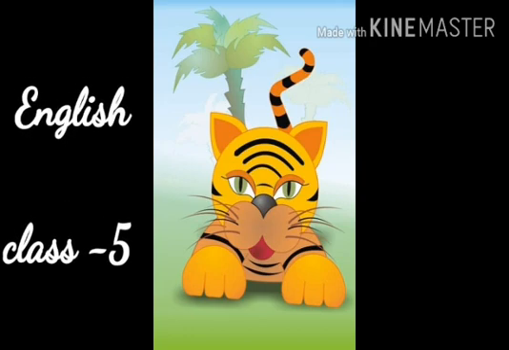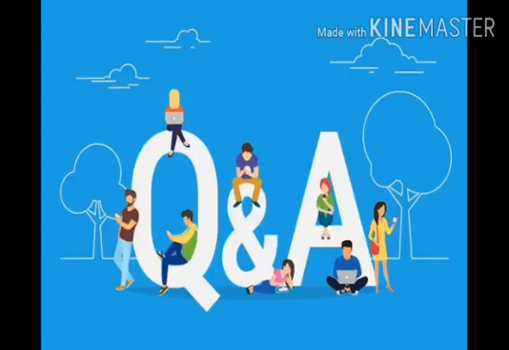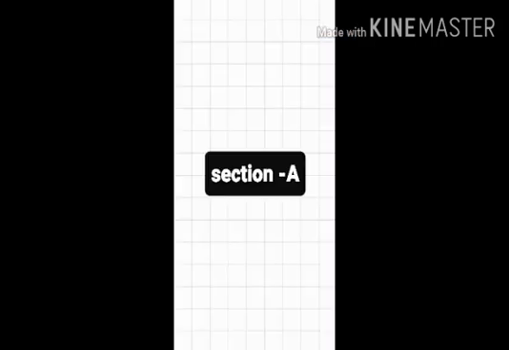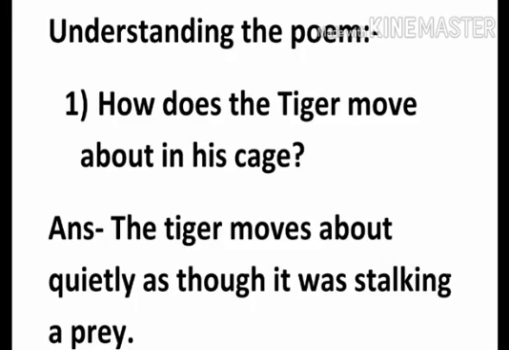So today we are going to do the question answer and book work of the second poem, Tiger, written by Leslie Lawrence. Understanding the poem. Question number 1. How does the tiger move about in his cage? Answer. The tiger moves about quietly as though it was stalking a prey.